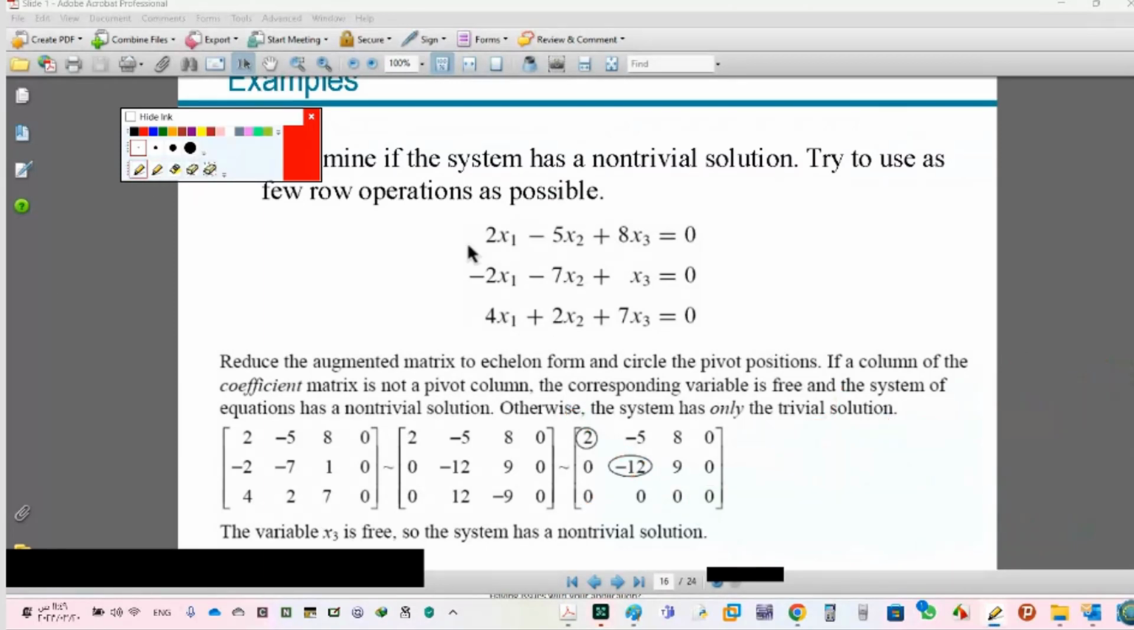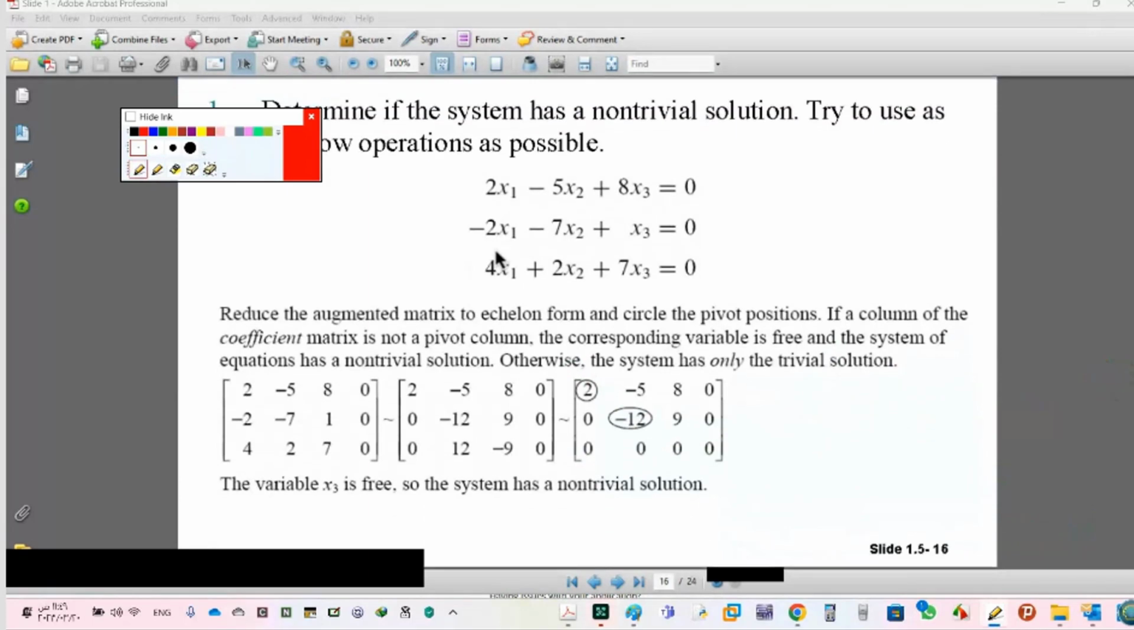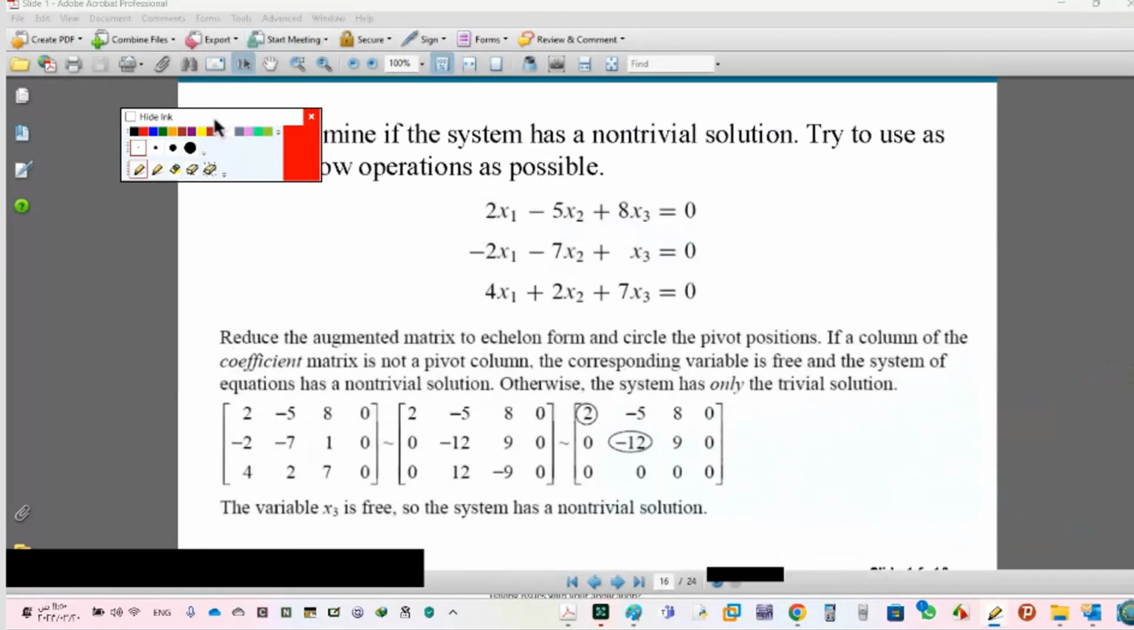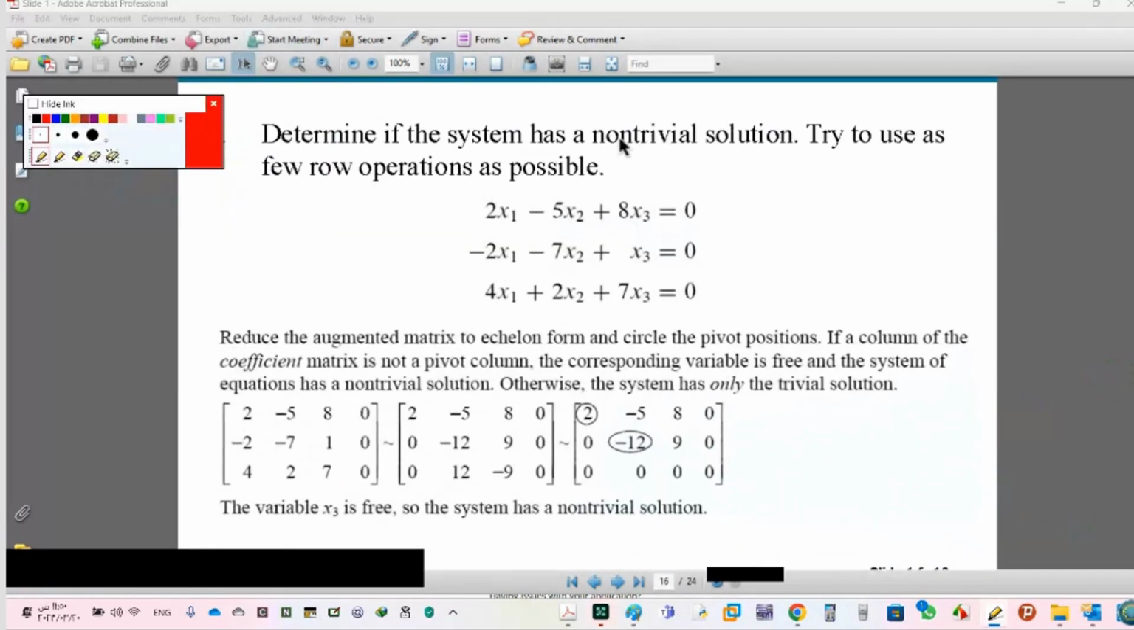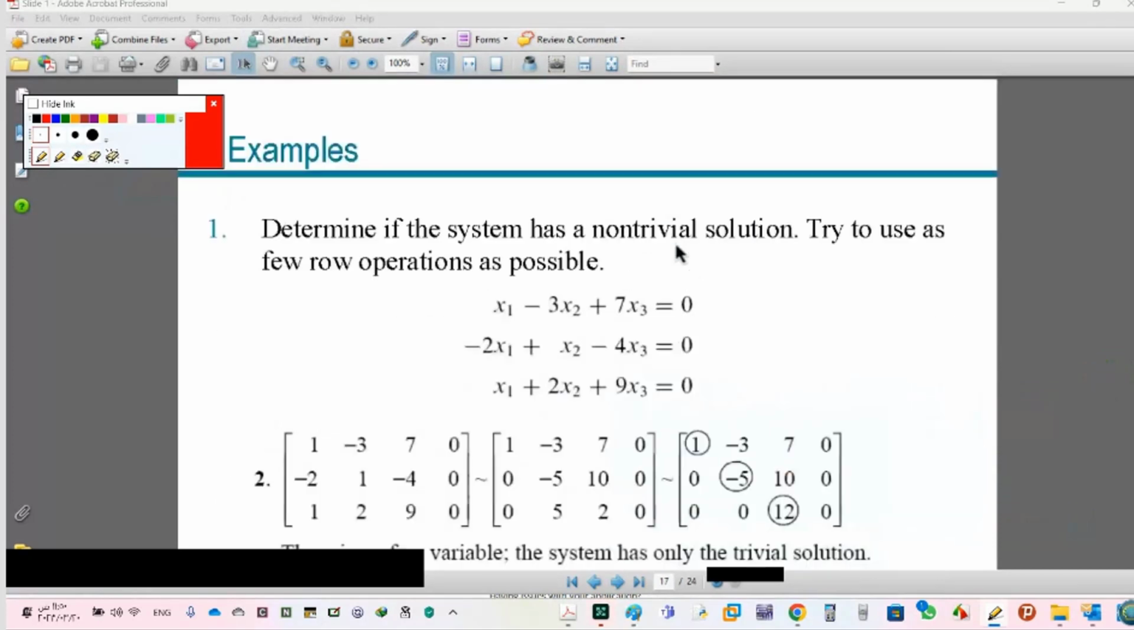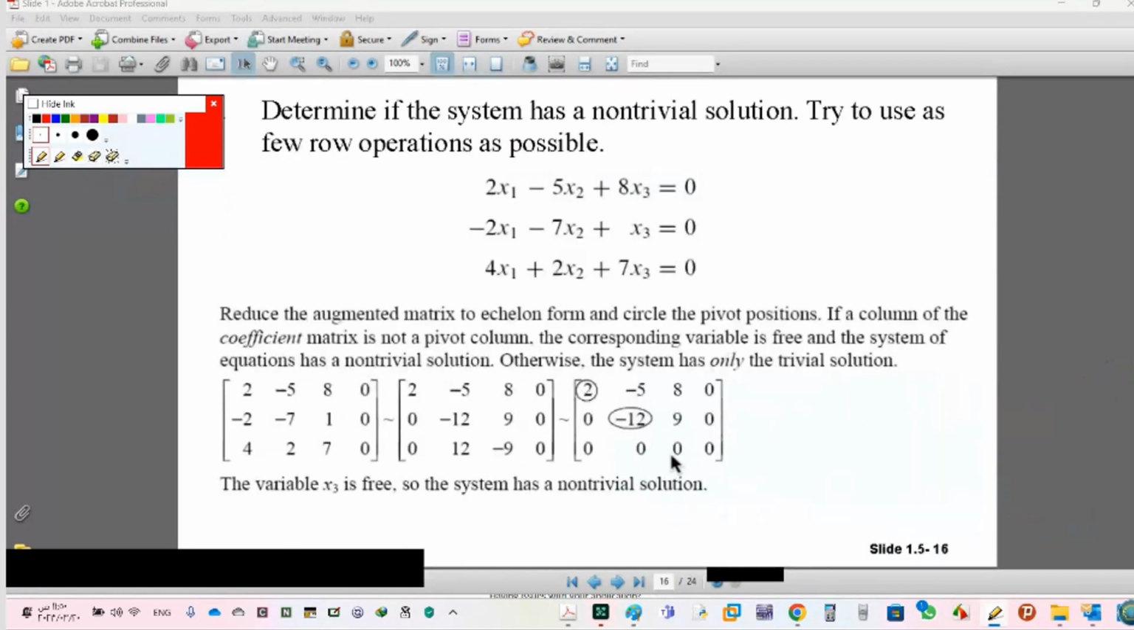But see this question here: determine if the system has a non-trivial solution. Did he ask me to write the parametric vector form? No. So in this example I just want to show the answer. That means I have a free variable, which means a non-trivial solution. Did he ask me to write parametric vector form? No. So don't do this, unless he asks to. If not, not.